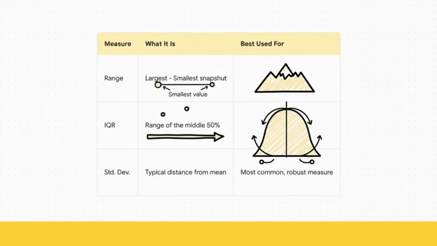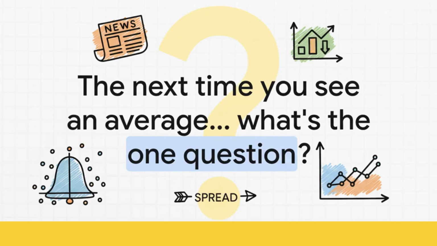So here's the bottom line. If you need a super quick snapshot and you're pretty confident you don't have any wild outliers, the range is fine. If you do suspect there are outliers, the IQR is your best friend. It gives you a much more honest look at that middle ground. And for the most robust, detailed picture that actually uses every single data point, you're going to want to use the standard deviation.